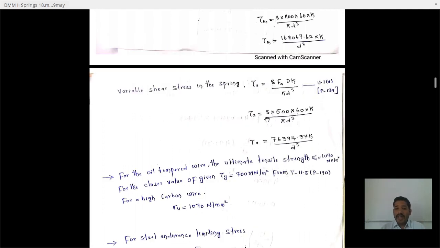Okay, after that just you need to multiply this term 8 into 500 into 60 by the value of pi, which is 3.142. If you divide, then you will get the answer as 76394.37. K as it is as well as d cube as it is. From the variable shear stress also we are not getting the value of k and d cube. After that we need to proceed.